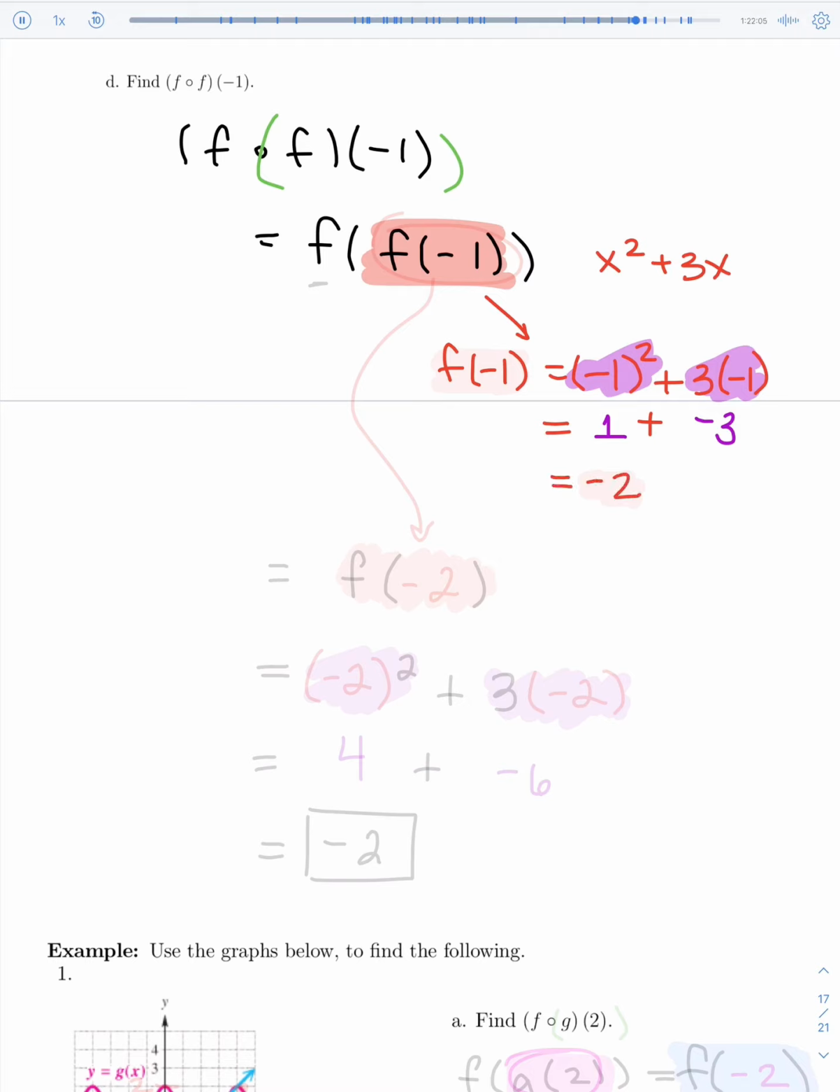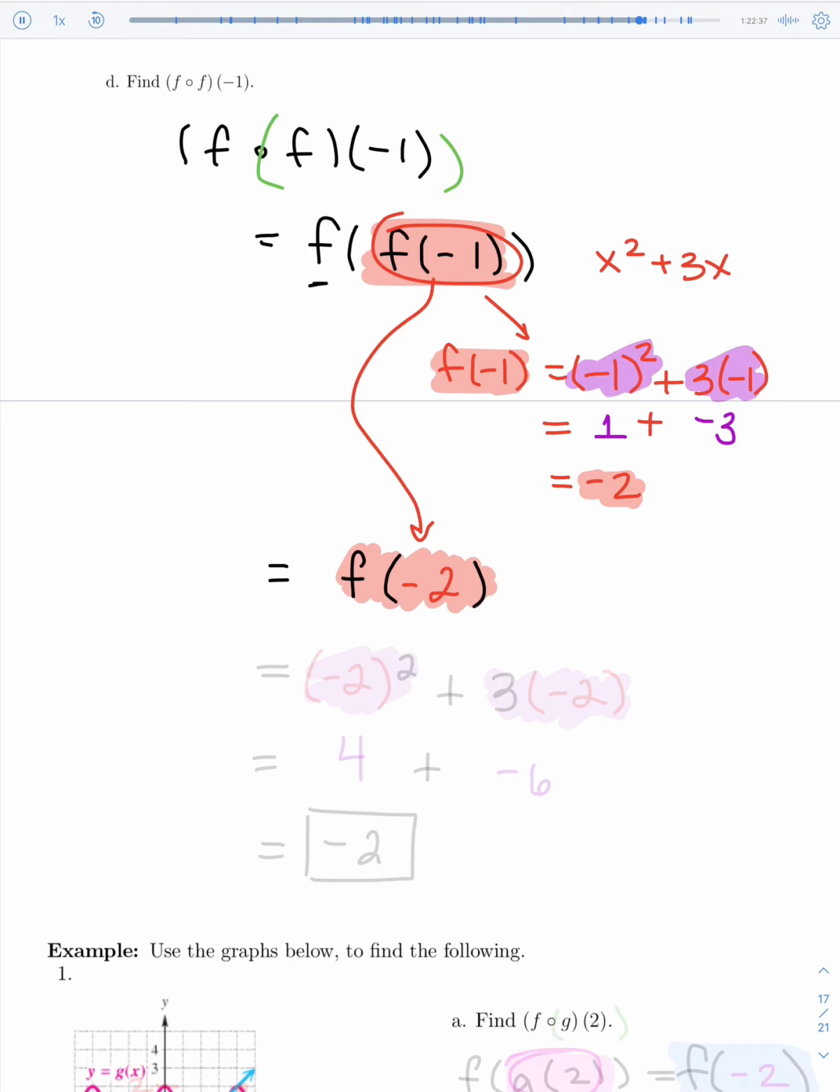So what that means is when we plug in an x value of -1 to f, we get out a -2. So that means I can replace this entire f of -1 with a -2, because that's what we got out. However, we still have another f that was out in front that we haven't dealt with. So now what this means is now I need to take the -2 I got out and plug it back in to f. That's what this is saying.